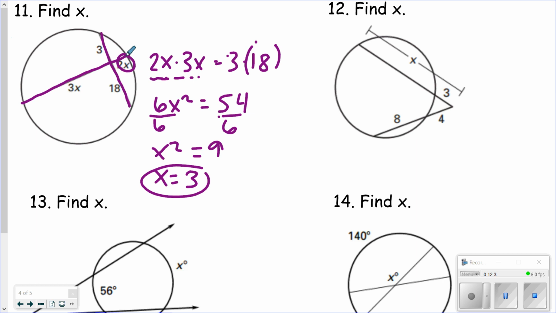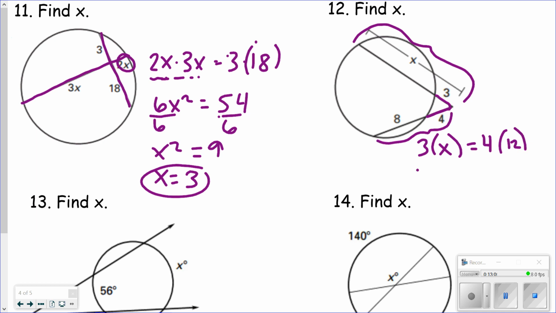Number 12, so we have 2 secants here. I want to look at the external part of my secant, which is that piece there. So 3 times this entire secant, which is what x is equal to. Then I want to focus on the external piece of that secant, which is 4 times this entire length of that secant. So I'm going to take 4 and add that to 8, so we get 12.